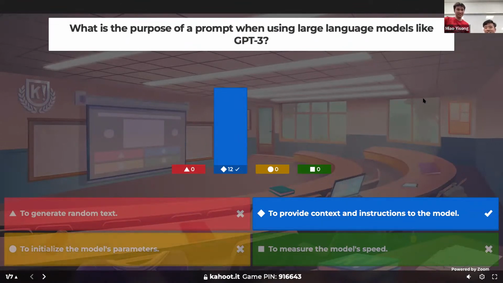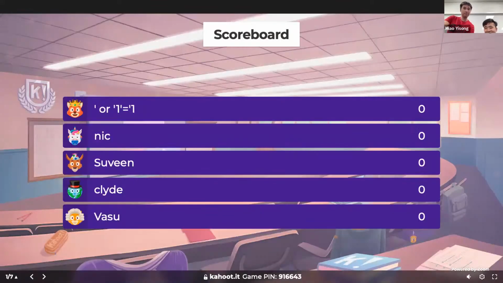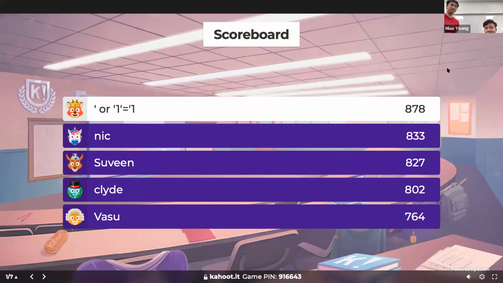Everybody got it correct. Oh, okay, that's great. Because prompting is to just provide context to the model. Okay. All right, next question.